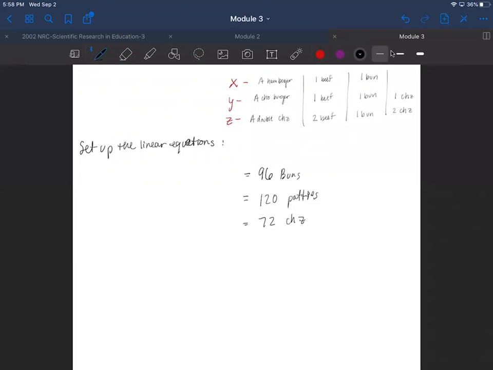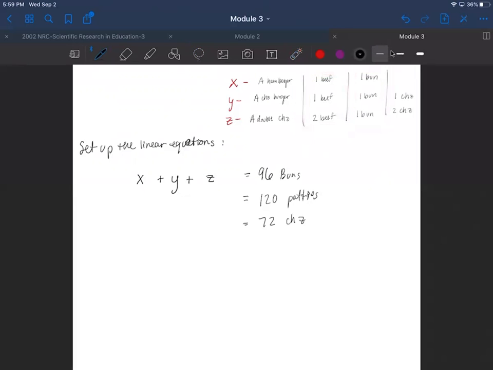So for the buns, a hamburger only needs one bun, so I'm gonna put X here. Cheeseburgers only need one bun, so I'm just gonna put a Y. And for double cheeseburgers, I only need one bun as well. So if you're wondering what I'm doing, I'm focusing right here, making a system of linear equations for the buns. Now when I do it for the patties, I'm focusing a little more right here.